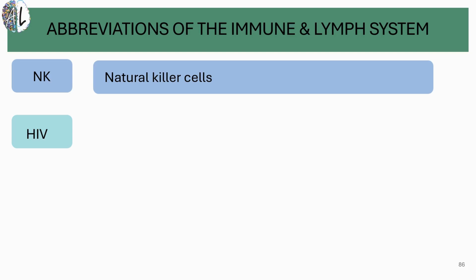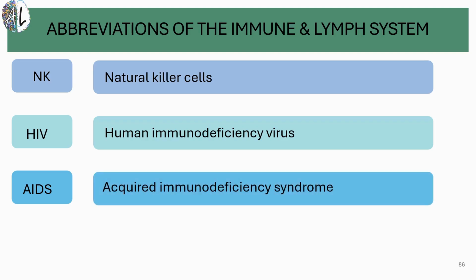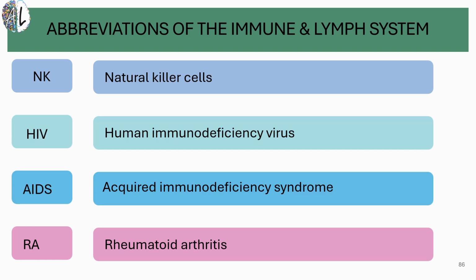Next up is HIV. See if you can tell me what HIV stands for. All right, HIV stands for the Human Immunodeficiency Virus. Up next is the abbreviation AIDS, A-I-D-S. What does that mean? All right, that stands for Acquired Immunodeficiency Syndrome. Lastly, what does the abbreviation RA stand for? Okay, that stands for Rheumatoid Arthritis.